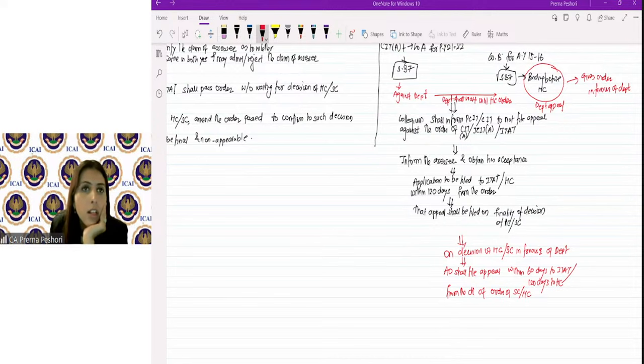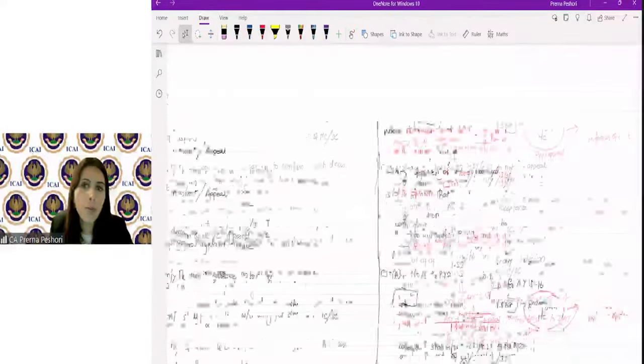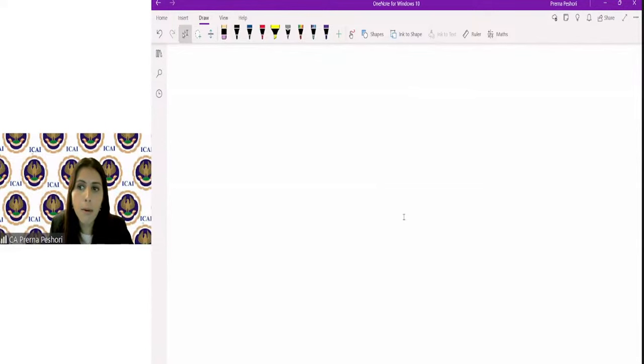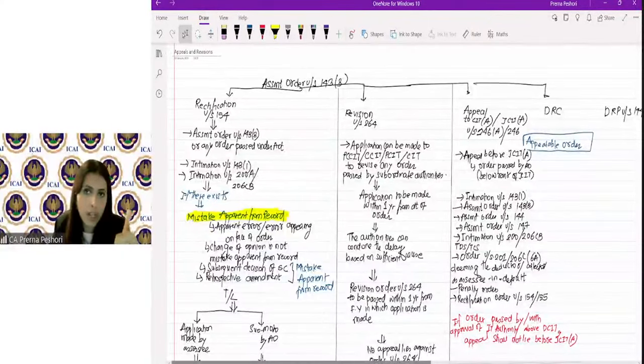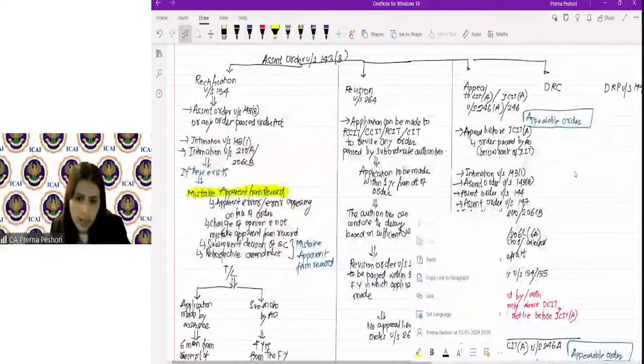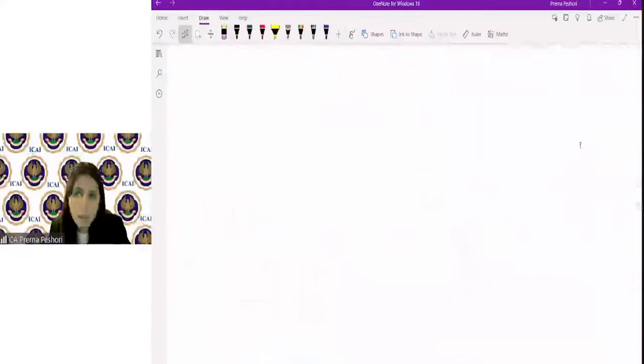Okay. Now, the last part of the appeals. We have done the revision under 264, which is an option given to the assessee. One is you file a rectification under 154 if it's a mistake apparent from record. Then you have an option of revision under 264. And the third one is the appeal to the CIT appeal, or under 246A or 246. Now, the revision of order can also happen from the department side.